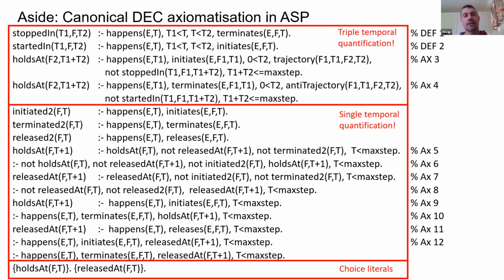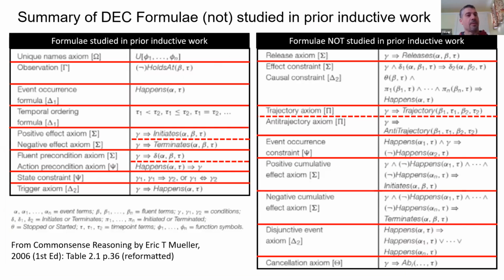By contrast, the other axioms within the discrete event calculus were specifically designed by Eric Müller to have just single temporal quantification, and originally were designed to work in SAT solving to avoid double quantification in the original event calculus axioms. He did that by introducing this kind of successor state version of the axioms, where the holds at just needs to refer to the previous time point in order to know what should be true at the current time point. So that's just some important information to bear in mind.